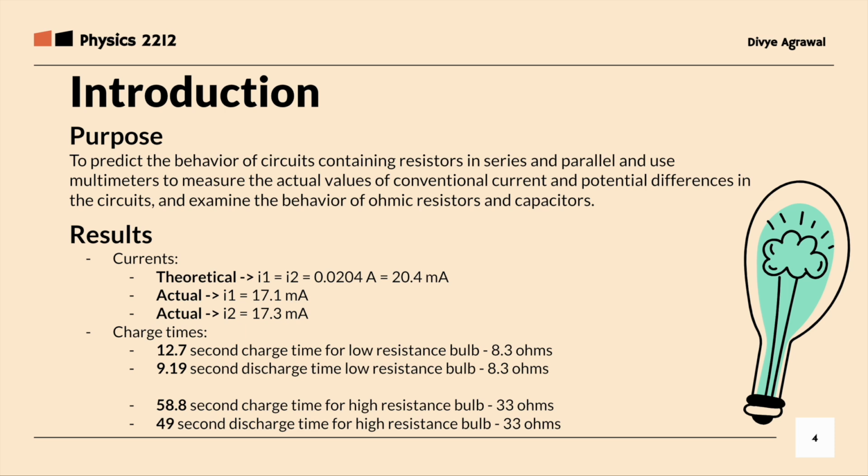You can see that theoretically the current in the first system was supposed to be 0.0204 amps, or 20.4 milliamps, but it was actually 17.1 milliamps. And then for the charge times on the lower resistance and high resistance capacitors, it was 12.7 seconds charge and 9.19 seconds discharge for the lower resistance, and a 58.8 second charge and a 49 second discharge for the high resistance bulb. This makes sense because if it has a higher resistance, then it'll take longer for the current to get through, right?